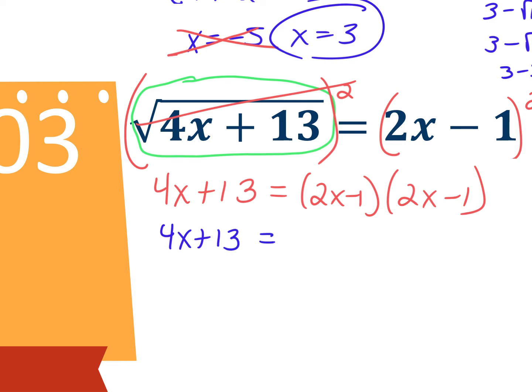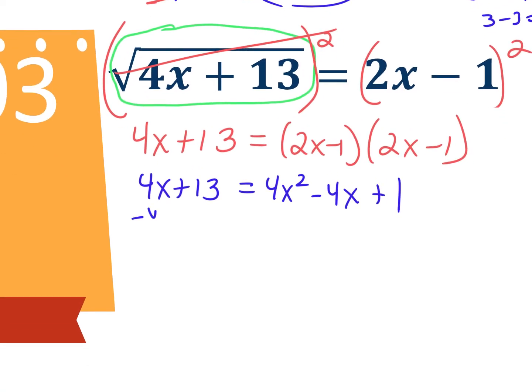What's 2x times 2x? 4x squared, good. If I multiply 2x times negative 1 and then negative 1 times 2x, what do I get? Negative 4x, good. And then negative 1 times negative 1? Plus 1, okay. Now we're back to the same place we were. Every single time, you guys are always going to arrive, after the first or second step, in the same spot. We're going to be at a quadratic, move everything to one side, and factor.